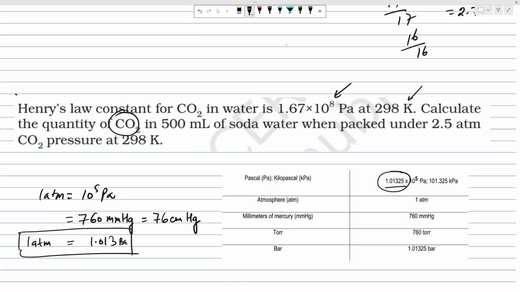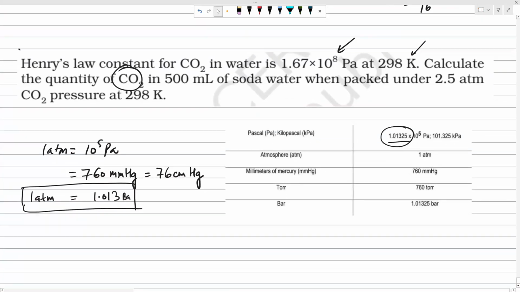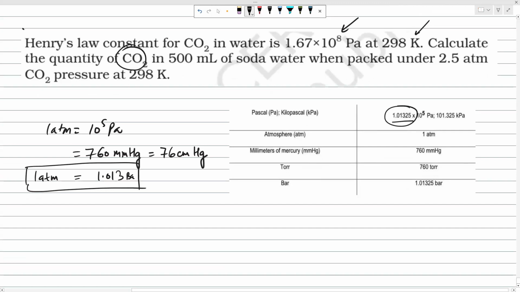First of all, you need to find out the mole fraction of CO2. So how can you find it out? The Henry's law constant in water for CO2 is given to you. Now you need to find out the pressure. The given pressure is 2.5.